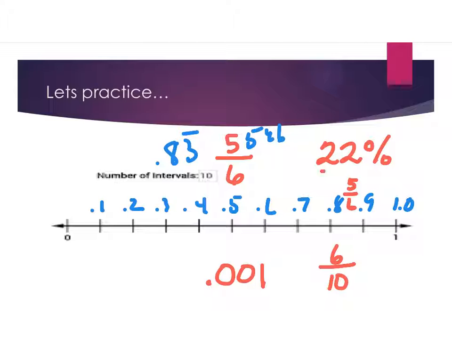22% is the same thing as 0.22. So where does that belong? It belongs in between 0.2 and 0.3, closer to 0.2, because 0.25 would be directly in between them. 6/10, 6 divided by 10 is 0.6. Sure enough, here's 6/10. And 0.001 is really small. It's really close to 0. So you're going to go ahead and put it really close to 0.